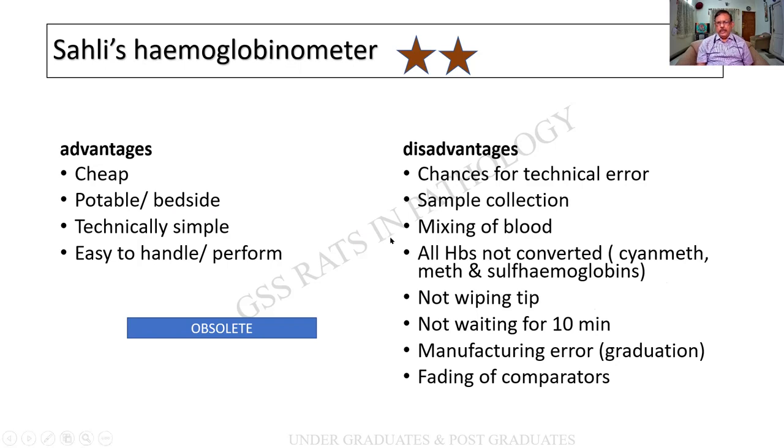The same sample was given, sets of hemoglobinometers were there, and the students got values from 8 to 20. Look at the disastrous range you can get. That is because of the graduation error also in the pipettes and in the tubes. Fading of the comparators. As I told you, when the instrument is old, the comparators fade. Therefore, more dilution is required, and therefore the value of hemoglobin is falsely high. So these are the disadvantages, and moreover, it is an obsolete method, which means you should answer what is the better and the recent method.